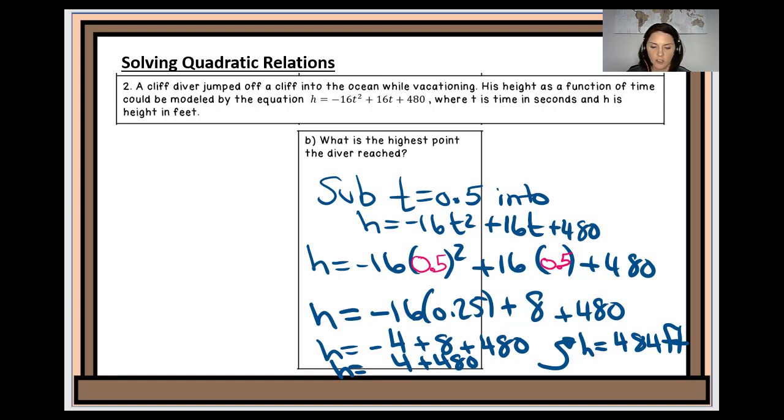So let's go ahead and make our conclusion. So therefore, the highest point the diver reached is 484 feet.